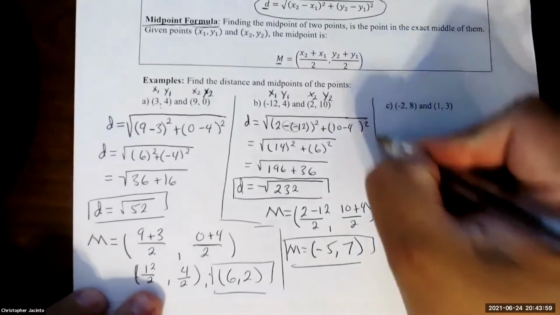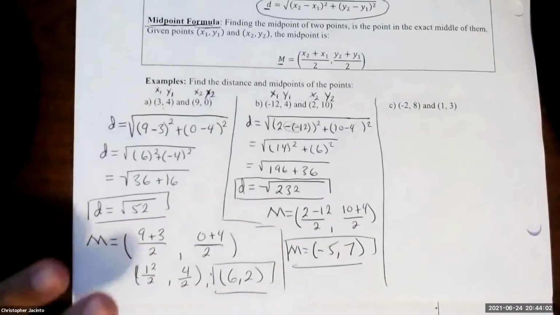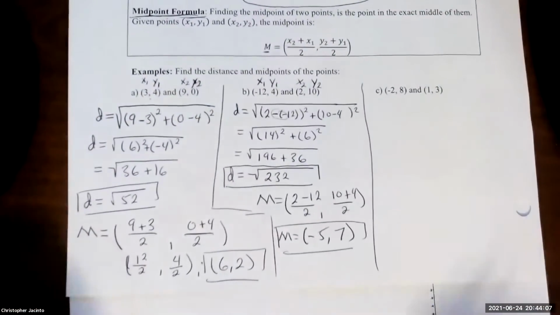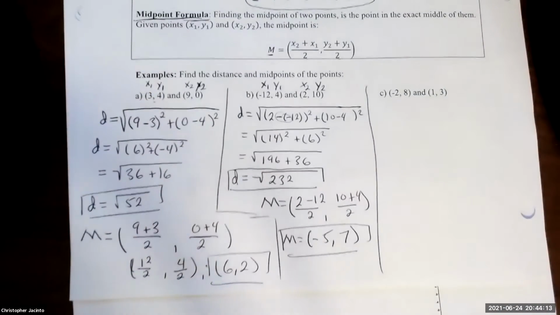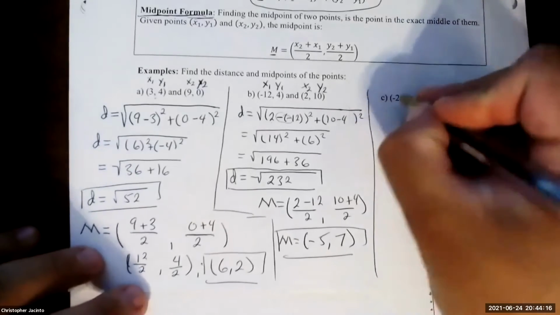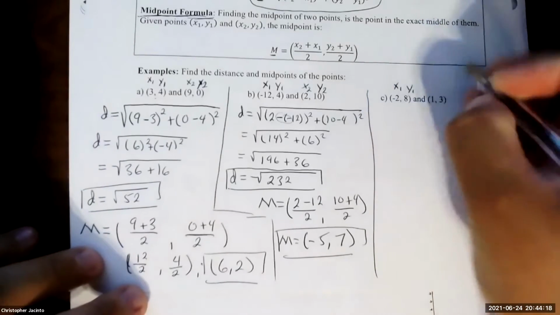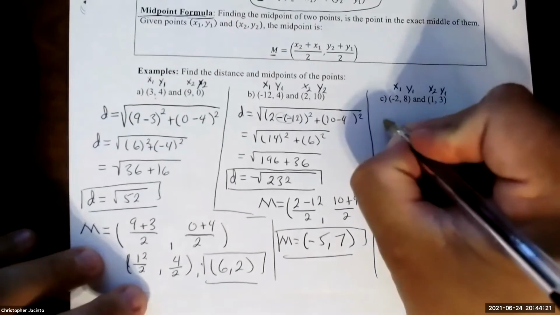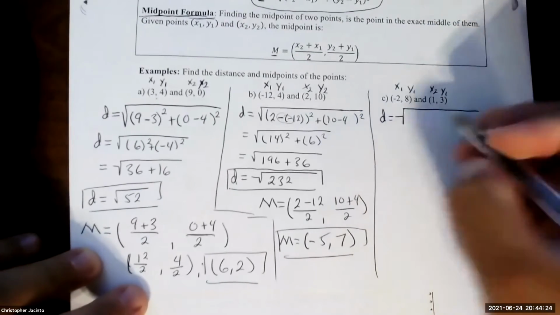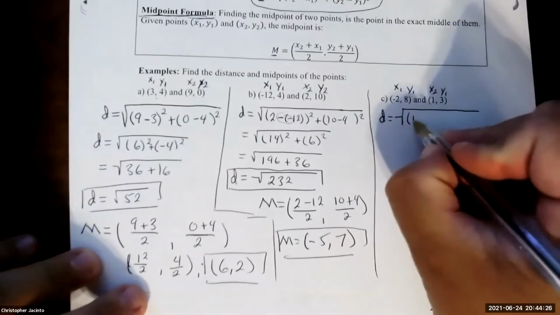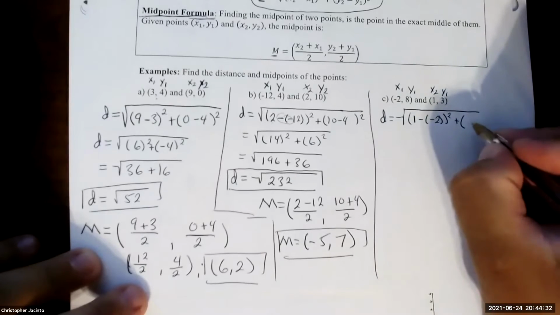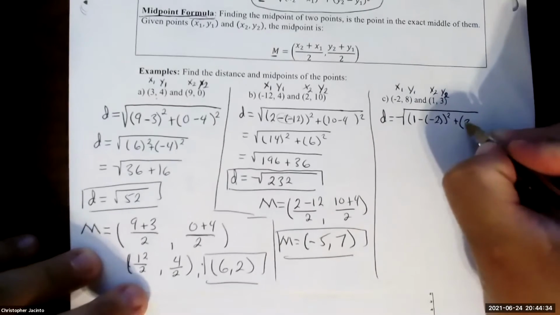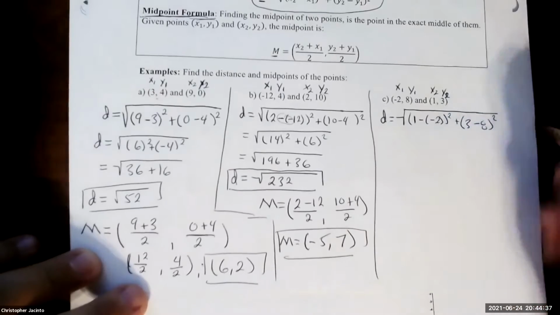Questions there at all? Good, good. All right, good. So in that case, let's just finish up the last example so we can keep going. All right, so again, x1, y1, x2, y2. So 1 minus a negative 2. And then this is x2. 3 minus 8 squared.